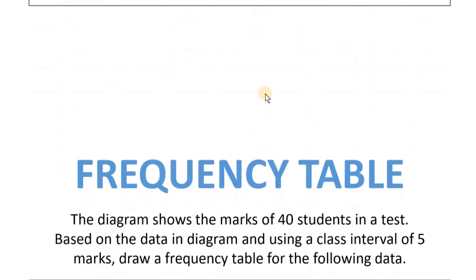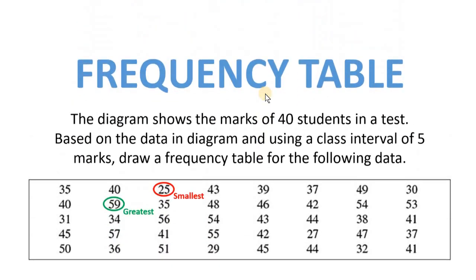Now we look at the values. First, we need to make sure our frequency table includes the whole data, isn't it? So we try to find the highest and the smallest values. The smallest is 25, the greatest is 59. That means when I draw my frequency table, I must make sure every class interval has 5 numbers, and the class intervals must include up to 59.